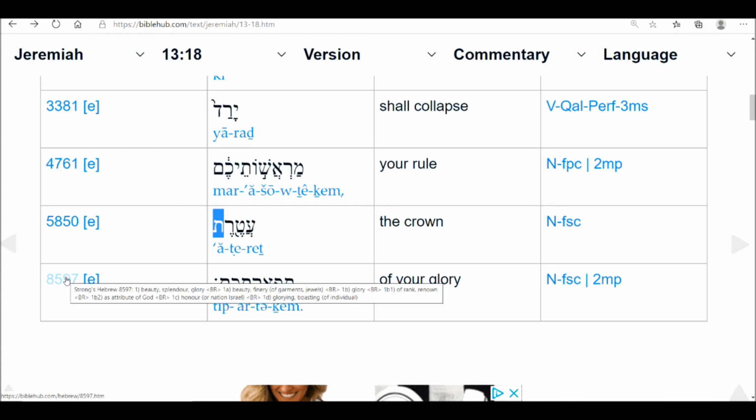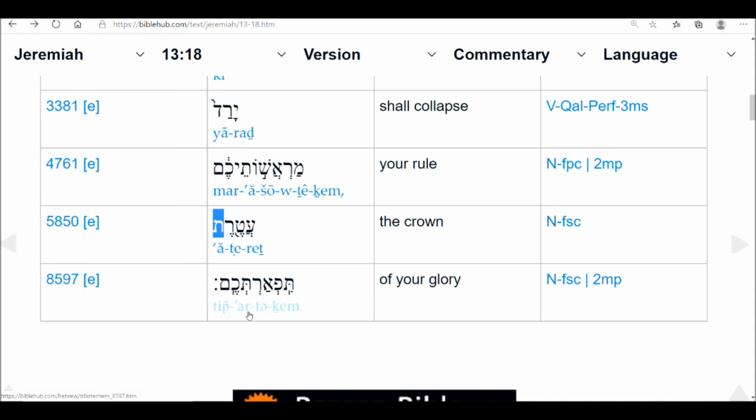Big word, big word. This is beauty. I love this here of rank and renown. Right. Renown. And so this is a measure, and as an attribute of God. Right. Everything about this whole process is attributable.